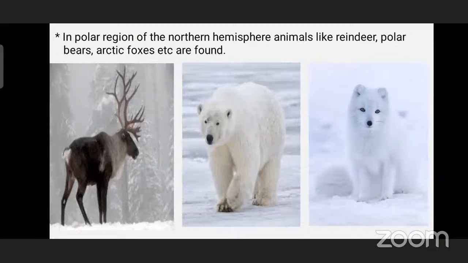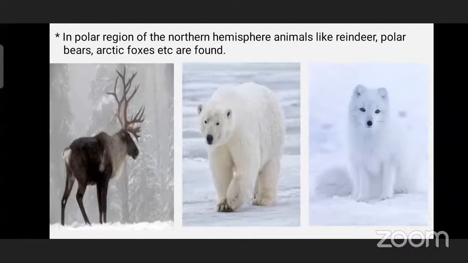Above the equator, above the Arctic Circle, these animals are found, students. The first one is reindeer, second is polar bear, Arctic foxes, etc. More animals are there. So in the polar region of the northern hemisphere, animals like reindeer, polar bears, Arctic foxes, etc. are found. These animals can survive in this region because, you can see, they have thick hair.